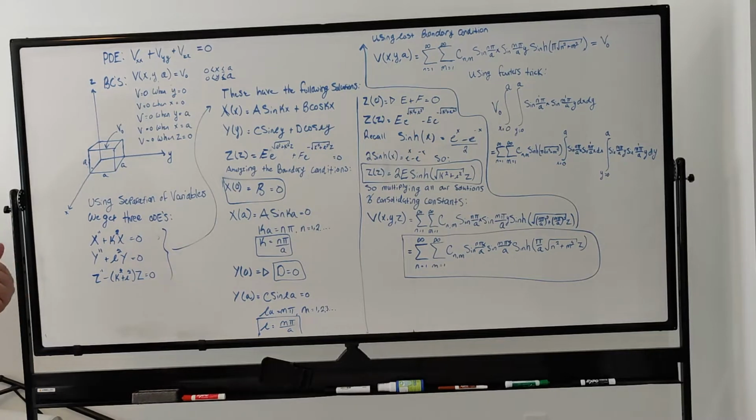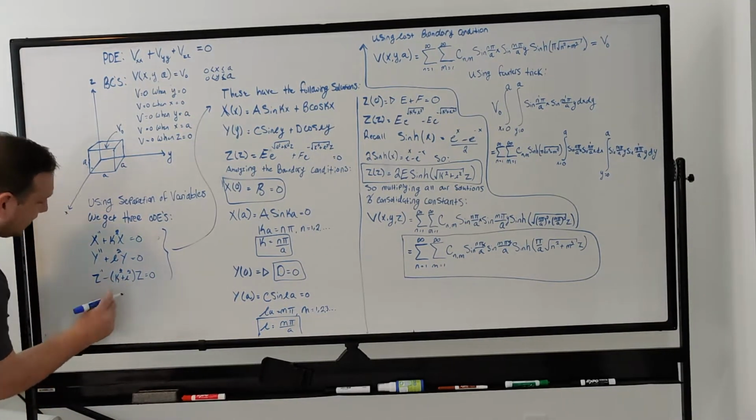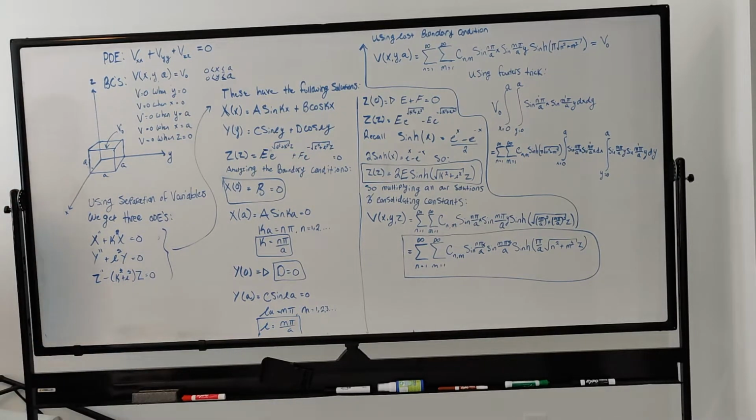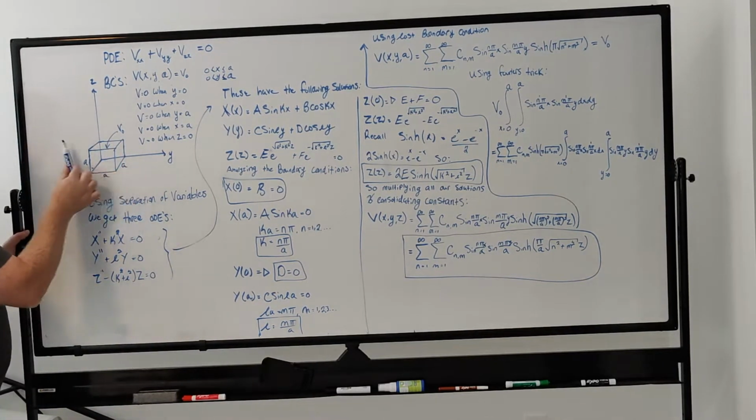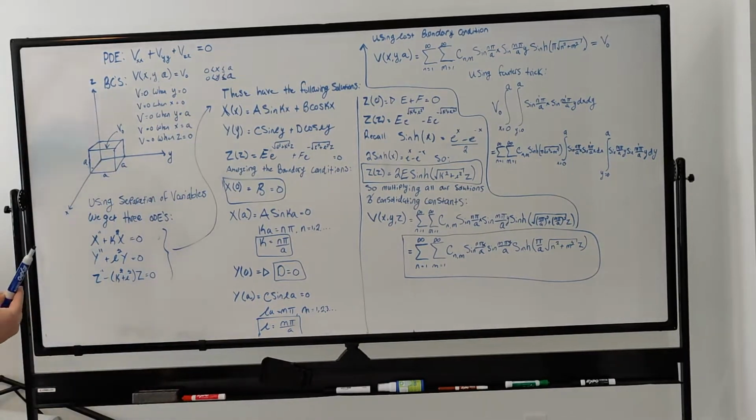In the example that Griffiths does, he applies the k squared plus L squared term to the x equation. But if you have your constant defined this way for the z equation, whichever equation has the constant defined this way gets this minus sign and gives exponential solutions. And intuitively, you can figure out that in the x and y direction, there's no real dependency of the potential.